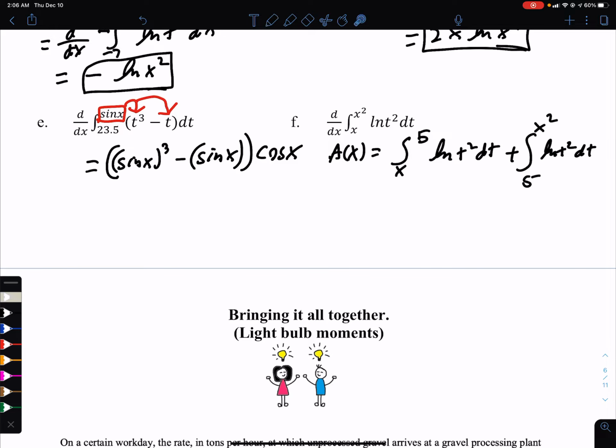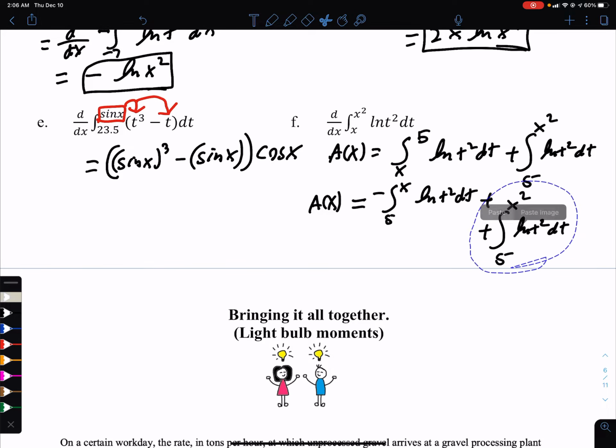Now, I'm almost perfect. This one almost matches, but I need a constant in the bottom and x on top. Guess what I'm going to do? I'm going to flip those. So I'm going to get 5 on the bottom, x on top, ln of t squared dt. And the second, what happens when I switch those? I need to put a minus in front. And the other one is fine, so I'm just going to copy and paste this.